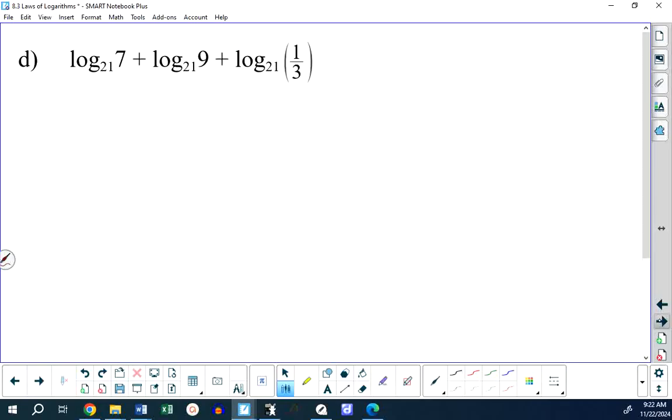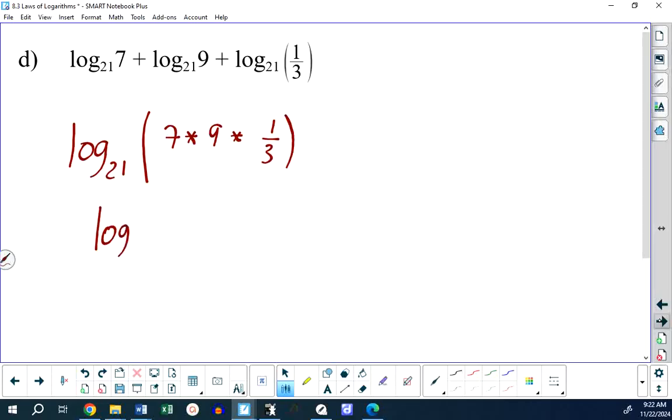D, this is going to be a single logarithm of 7 times 9 times 1/3. And 9 times 1/3 is 3. 3 times 7 is 21. So log base 21 of 21 is 1.